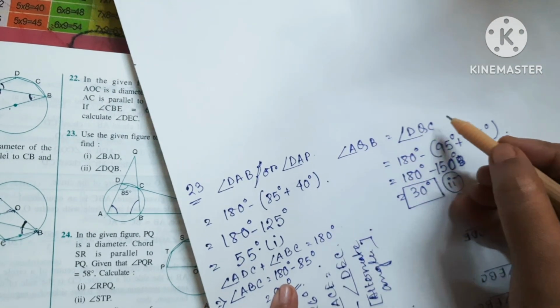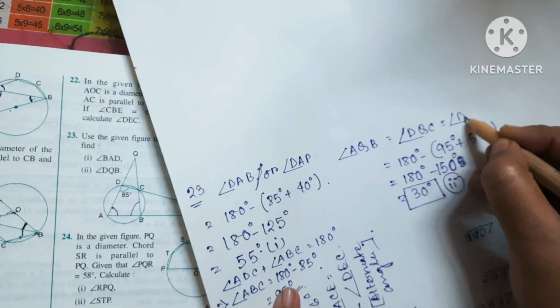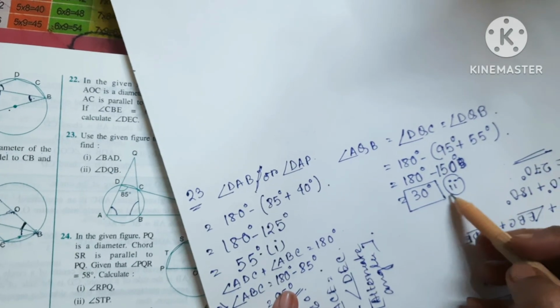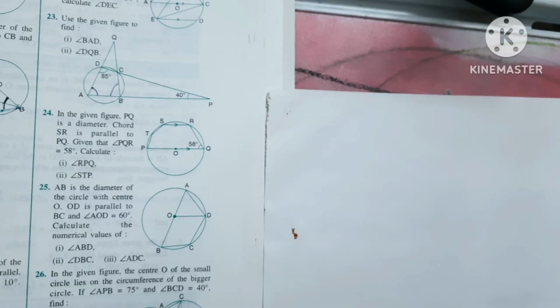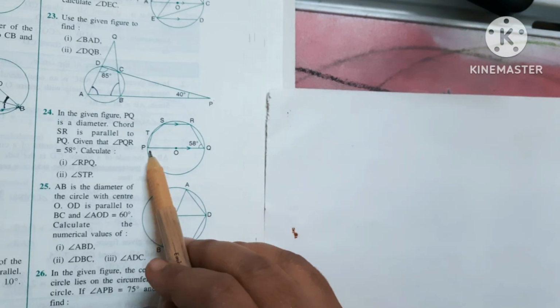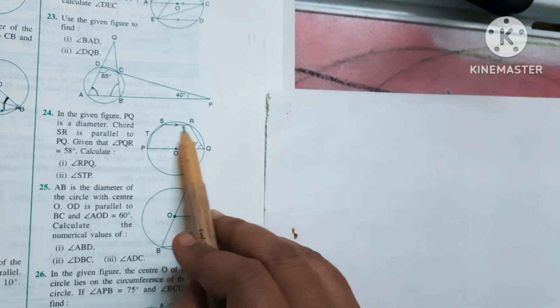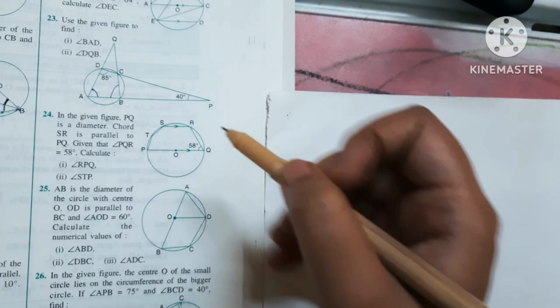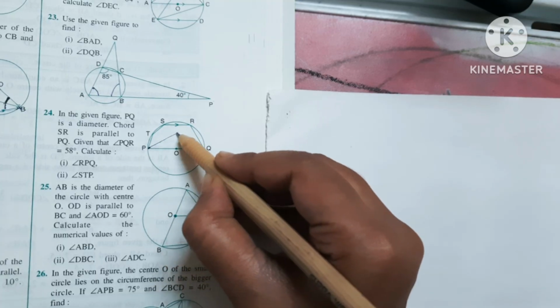DQC and DQB are the same thing. Okay, this is angle DQB. So this is the answer of question 2. See, in case of question number 24, PQ is the diameter and SR is the chord that is parallel to PQ. Okay, now if you join P and R, you will get this one.